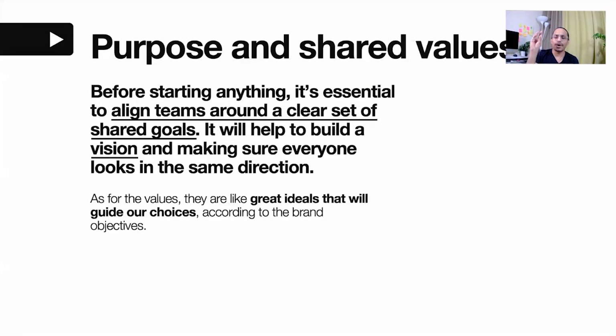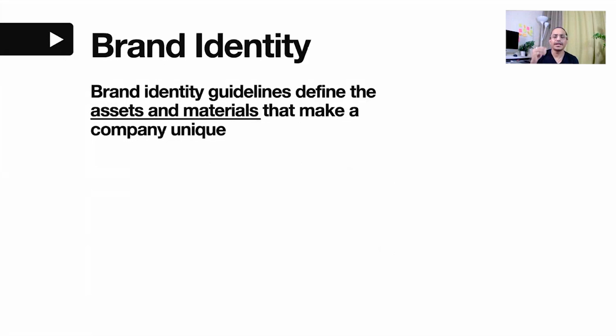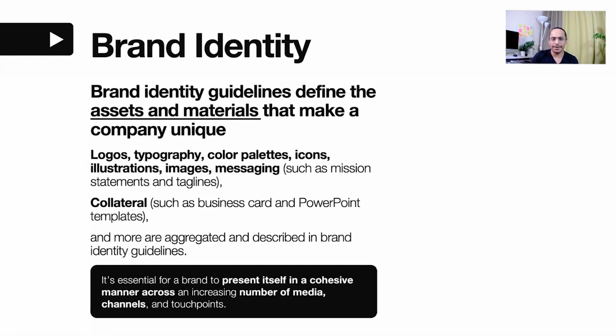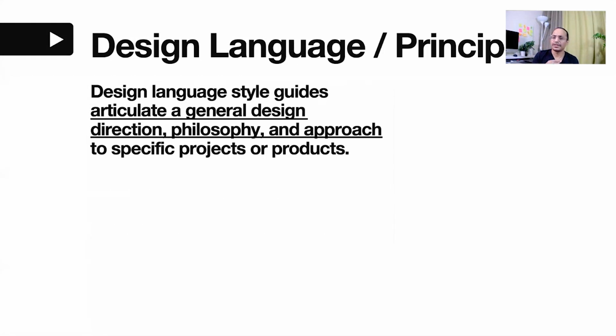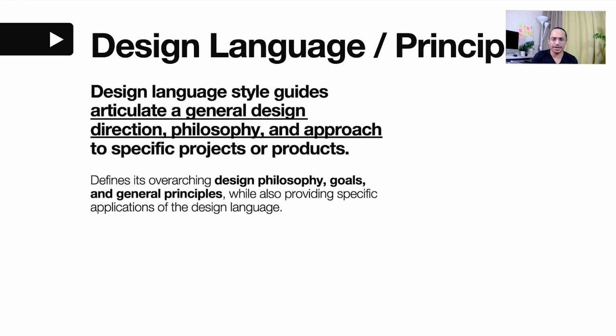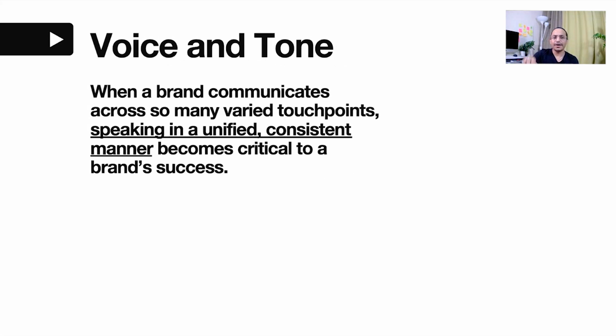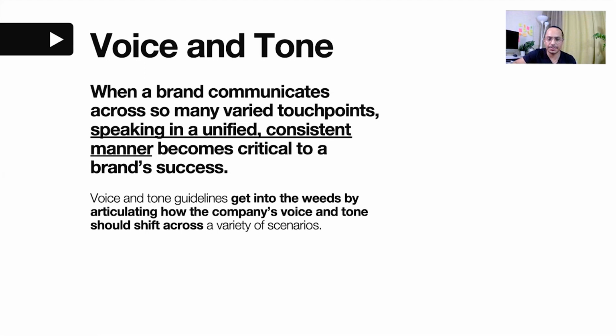Like, first one was the why we are creating this and how this could be used. The second is the identity, like what defines that product. The third is the language. It could be like the basic core principles and philosophy around the product. And then also the tone is about the content, right? So when a brand communicates across so many varied touch points, speaking in a unified consistent manner becomes critical to a brand's success. So that is the tone of the product, the content of the product.